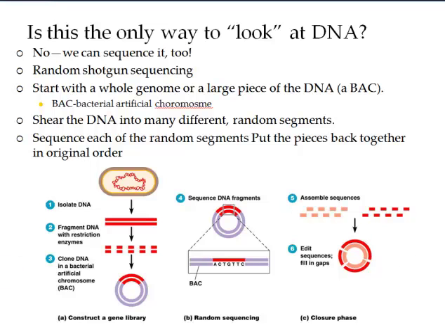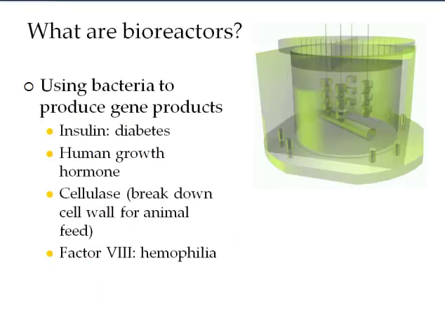So let's go to the next slide. Bioreactors use bacteria to produce gene products, and some examples are shown on the slide. Insulin, which is used to treat diabetes, human growth hormone, cellulase that breaks down the cell wall for animal feed, and factor VIII for hemophilia have been synthesized in here.